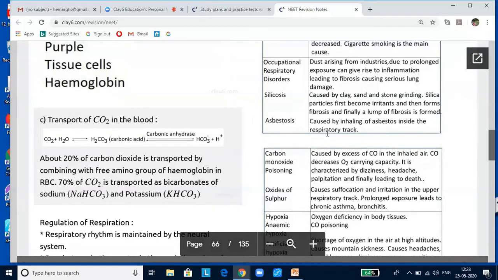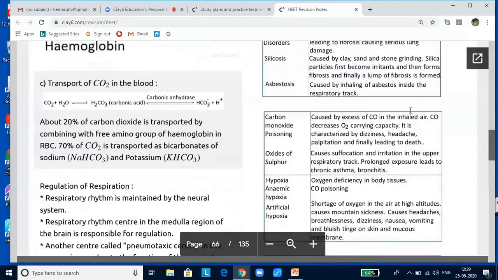So, if you look at marble industries, or if you look at asbestos industries, all these people will be subjected to prolonged fine dust that will finally get into the lungs. They block the alveolus, as a result of which it results in decreased efficiency of gaseous exchange. So now silicosis, it is caused by clay, sand and stone grinding. Silica particles first become irritants and then form fibrosis, and finally a lump of fibrosis will be formed in the lungs. Asbestosis is caused by inhaling of asbestos inside the respiratory tract.